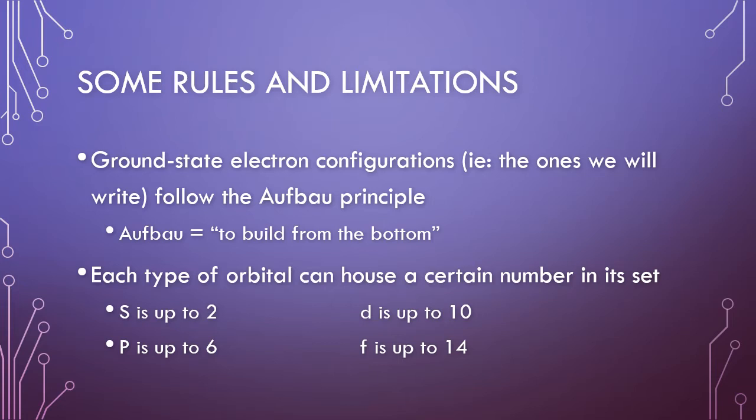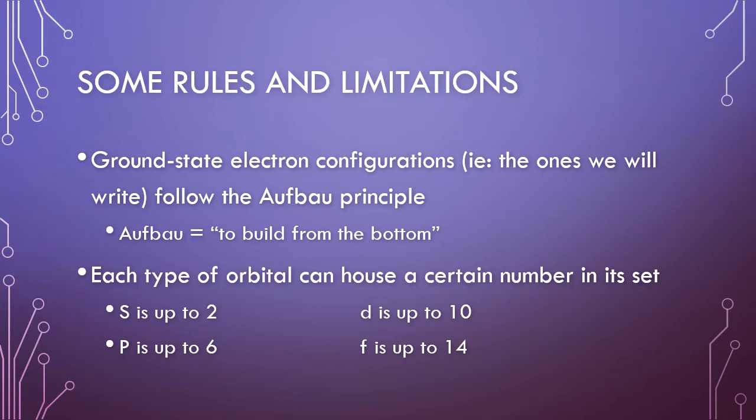There are some important rules and limitations to keep in mind when constructing your electron configurations. The first is that the ground state configuration for any atom or ion follows the Aufbau principle. Aufbau is a German word that roughly translates to build from the bottom. The idea is that the lowest energy orbitals available will be filled before those that have higher energy, because the goal of all of chemistry is to achieve a lower energy state.